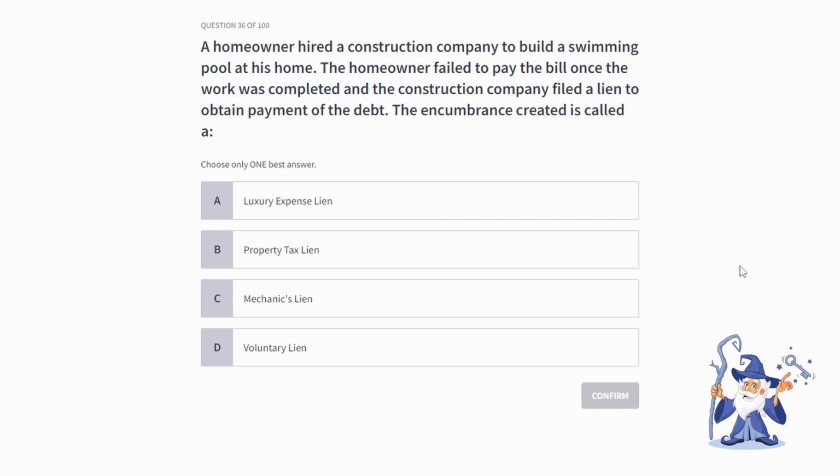Okay, question 36. A homeowner hired a construction company to build a swimming pool at his home. The homeowner failed to pay the bill once the work was completed, and the construction company filed a lien to obtain payment on the debt. The encumbrance created is called, and it gives us 4 options: A, a luxury expense lien, B, a property tax lien, C, a mechanics lien, or D, a voluntary lien. So take some time and come up with your answer on that one.